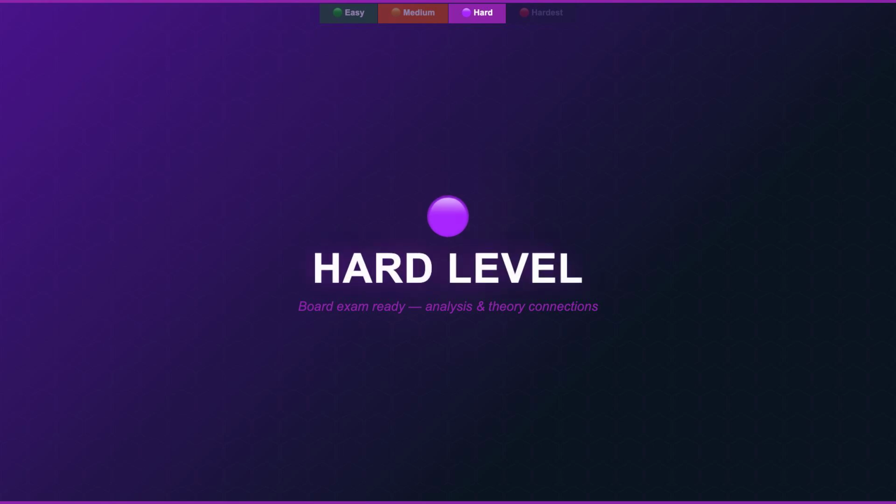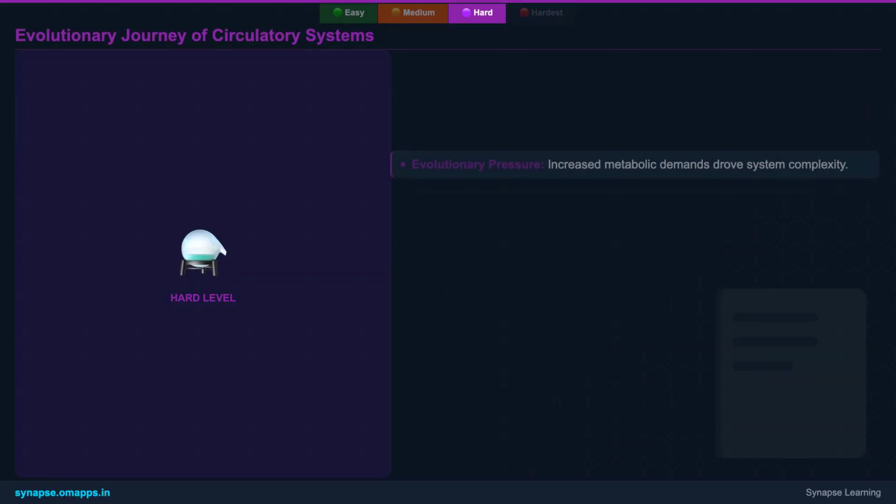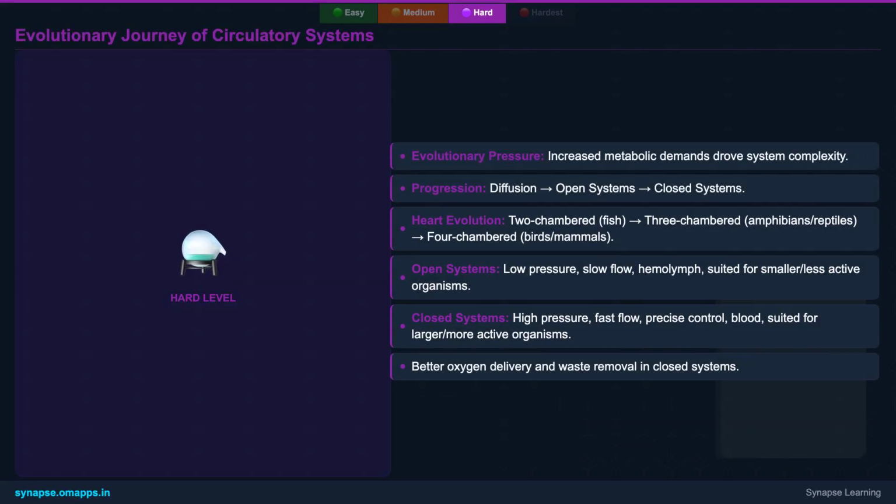Ready to challenge yourself? Let's delve into the intricate analysis and theoretical connections of circulatory pathways. The evolution of circulatory systems is a remarkable journey, driven by the increasing metabolic demands of life. It started from simple diffusion in organisms like cnidarians, progressing to open systems in arthropods and mollusks, which provided a basic means of transport. The advent of closed systems in annelids and vertebrates marked a significant leap, offering much greater efficiency.